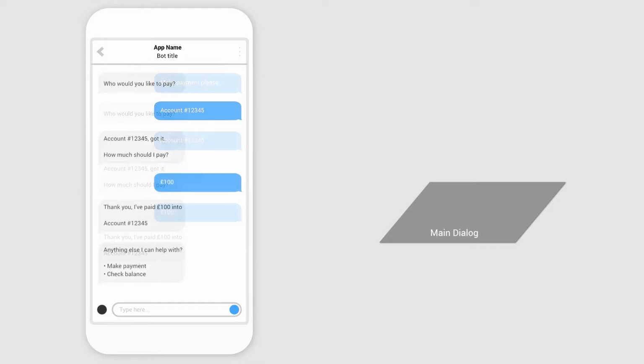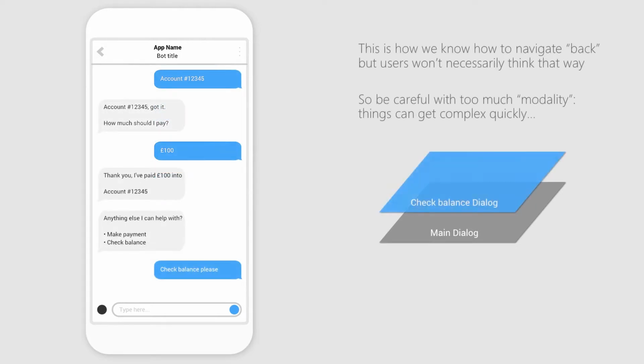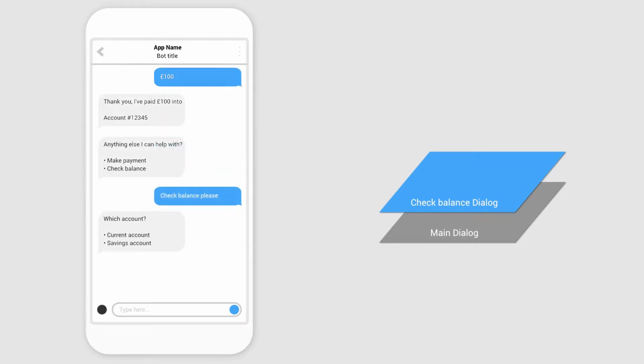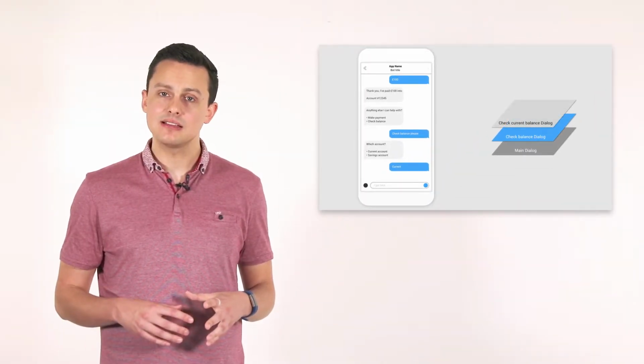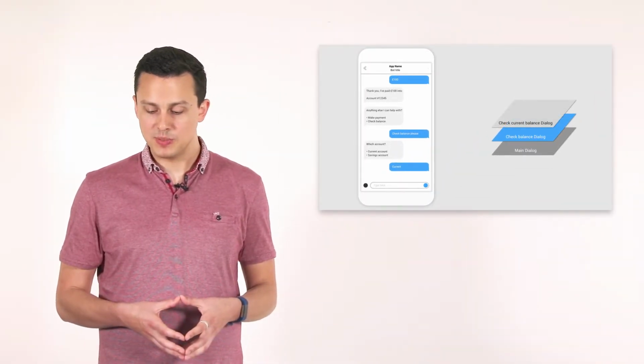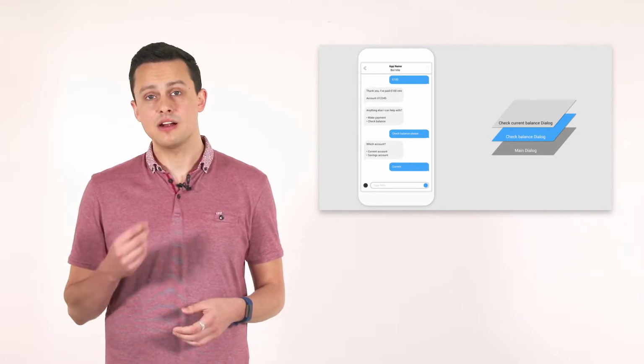They can then start another flow. In this case, they're going to check their balance, and unsurprisingly, we start the check balance dialog. So any instructions issued are processed by this dialog now. We may even start another dialog that could be specific to the current account balance check process.